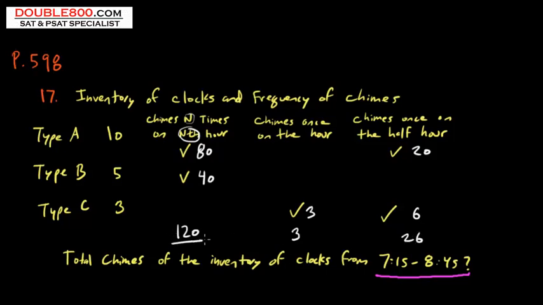So here are the 3 totals. 120, 123, and then 26 equals 149. And that's the answer. This, again, is a tough question. You really have to pay attention to the details, especially on these data sufficiency or graph analysis type questions. The answer here is 149.